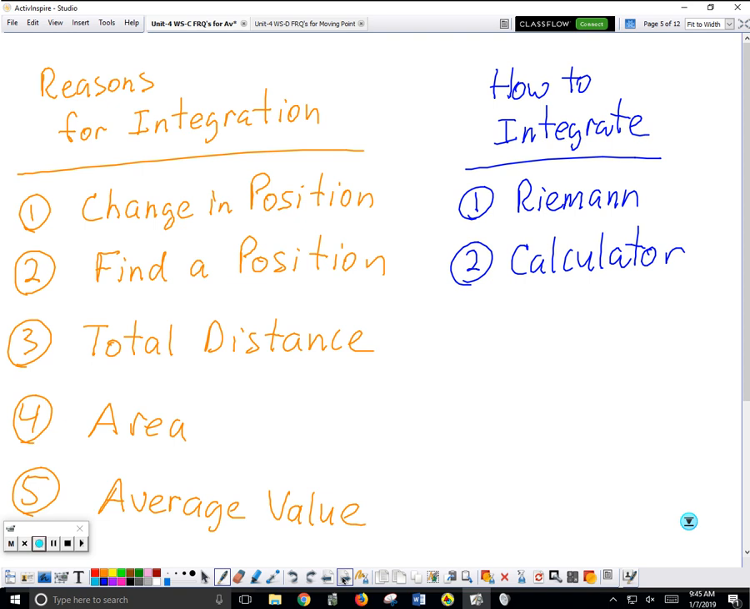Not for our class. For our class, I would keep this column completely separate. Just depending on what they like. If they give you equations, is it easier just to stick it into a calculator? But if they give you just this graph, it's easier just to do the Riemann sum.